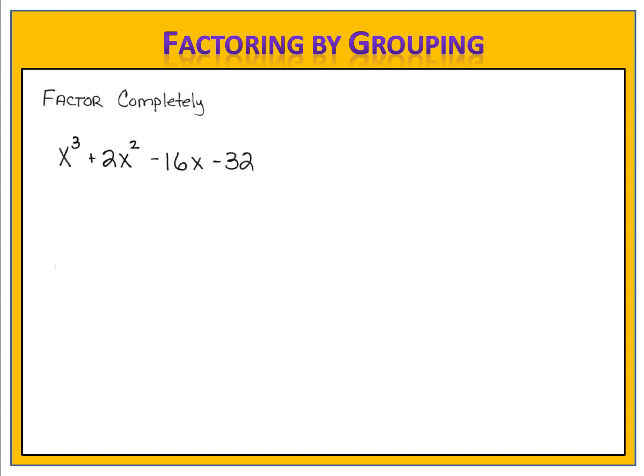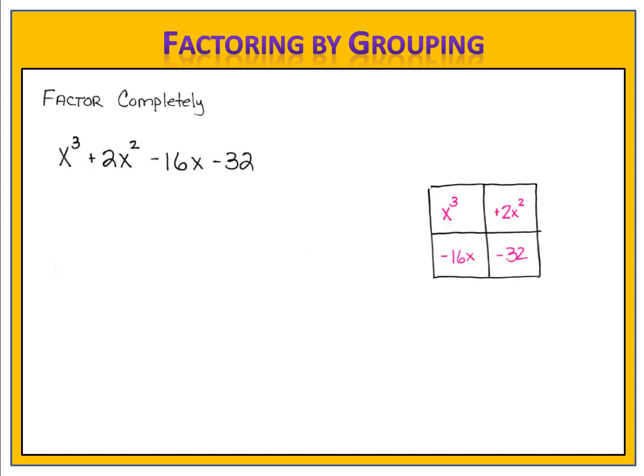Let's compare answers. We want to factor by using grouping, so we begin by drawing the grid, and we write the terms x^3 + 2x^2 - 16x - 32 inside the grid. Now we look at the top two terms across the top row, we find the greatest common factor. And now we use multiplication to fill in the rest of the spots.